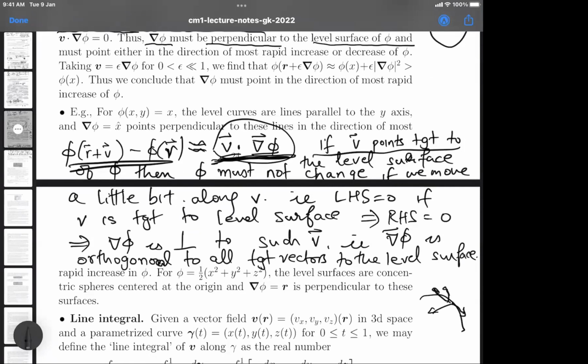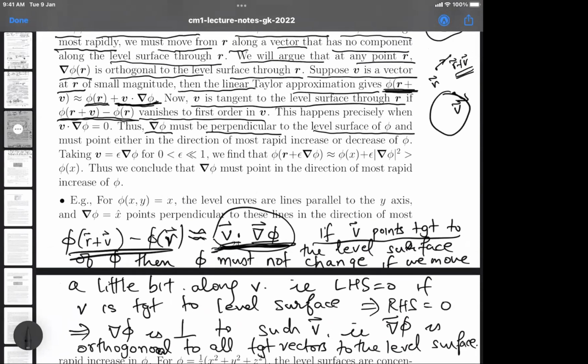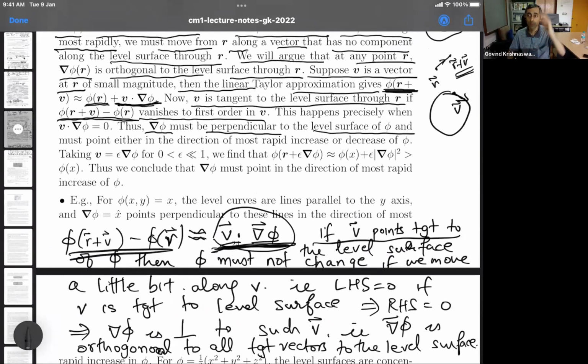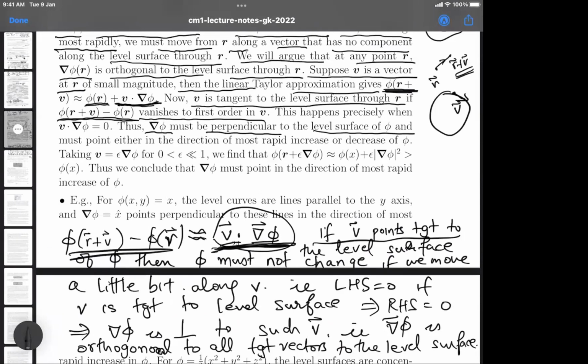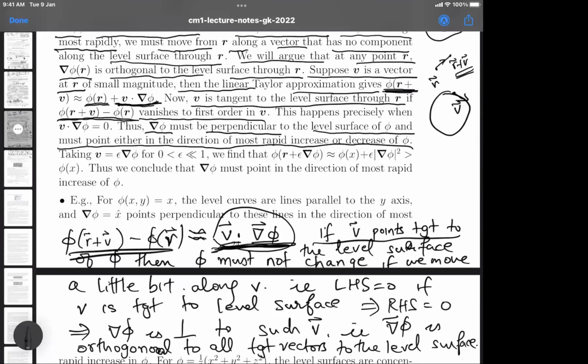So, one second. Up till now I've understood that nabla phi will be perpendicular to V. So this implies that it must point in the direction of most rapid increase. No, that last conclusion we have not yet drawn. It must point either up or down from this level surface. If you go up, it increases; if you go down, it decreases. So we have a last stage: we have to show that it actually increases. That is the last stage of the argument, written in this last sentence here. So we have concluded so far that it must point either in the direction of most rapid increase or decrease of phi. That's all we have received so far.